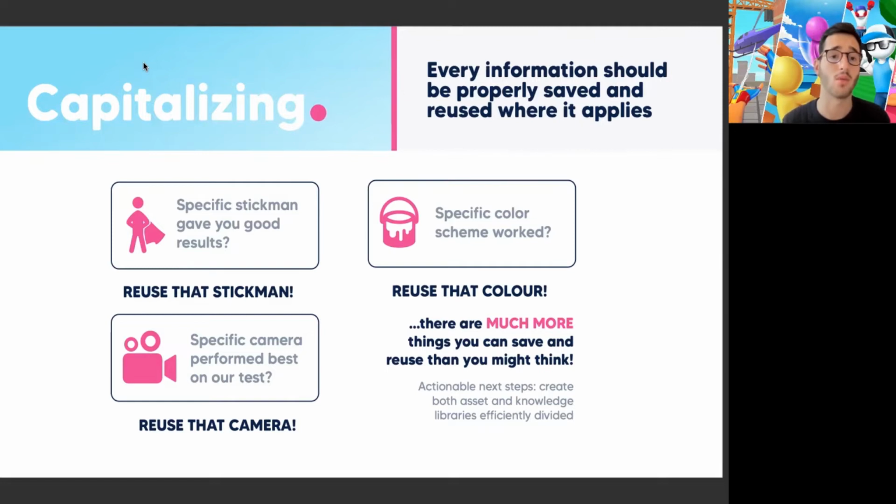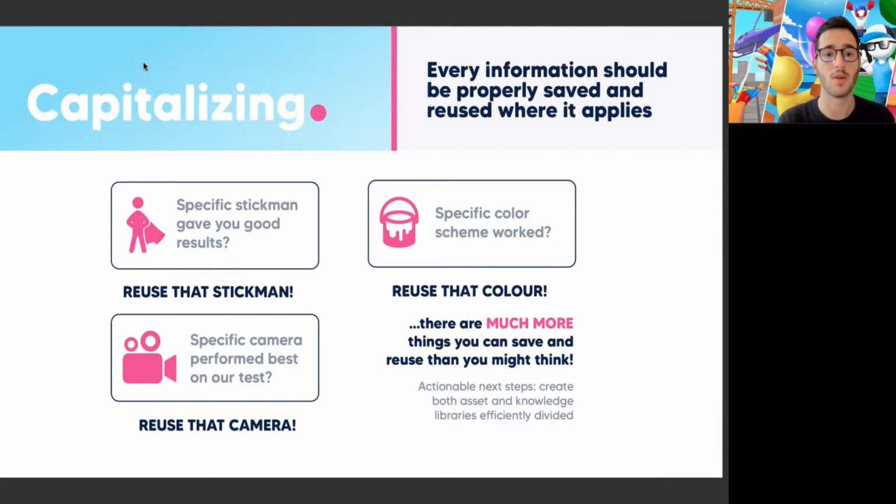So here as an example, a specific stickman with specific shape and specific animations worked well. Let's reuse that. You have a specific color scheme that worked. Let's say a pink sky versus a blue sky, for example, in a runner. Let's make sure you're using that as well. And same with camera position. If some specific camera position works, let's reuse that. If you then test a new one and you see it works, that's going to be your new standard in terms of camera position for a runner, for example.